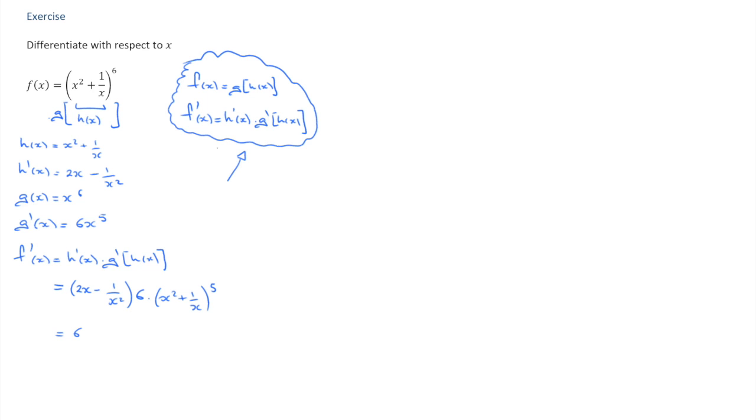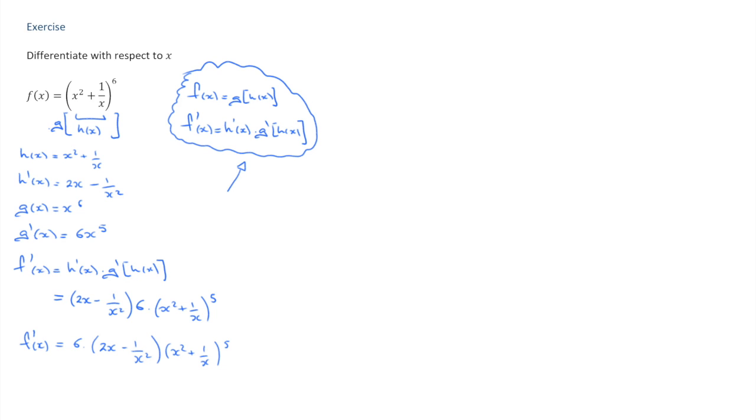Rearranging this a little, we have 6 times (2x minus 1 over x squared) times (x squared plus 1 over x) to the power of 5. And there we have it. We've just differentiated this using the chain rule. Now, we could go a little further and simplify, of course, but that's not the purpose of this video.